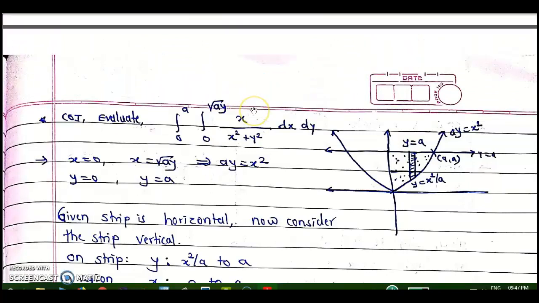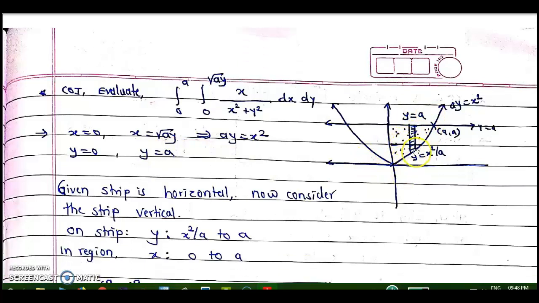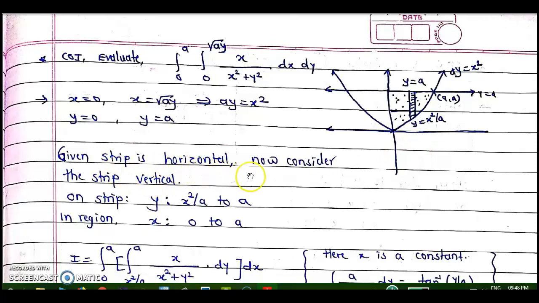Now while taking the vertical strip, we have this region. Again, these four limits give us four curves: x equal to 0, x equal to root ay gives us ay equal to x square, a parabola, and y is 0 and y equal to a. So these are three straight lines and one parabola. If we draw it, we get such a shaded region. And consider the vertical strip, whereas the given strip is horizontal.